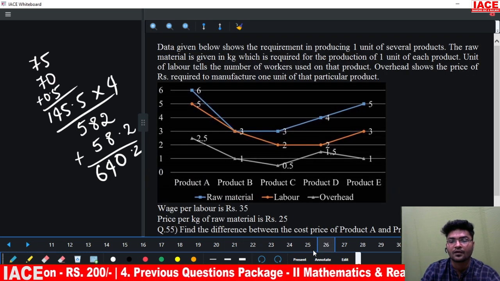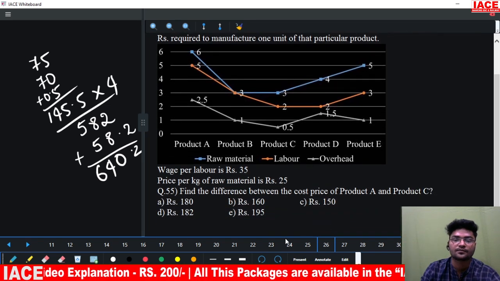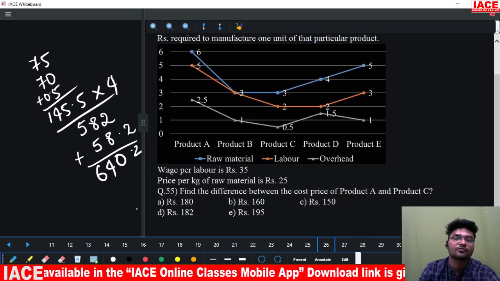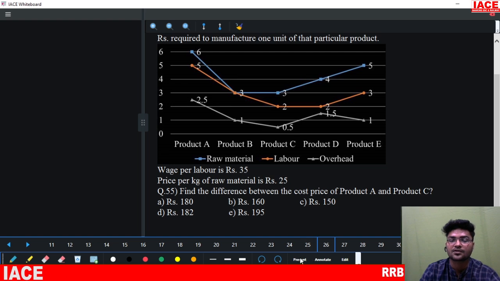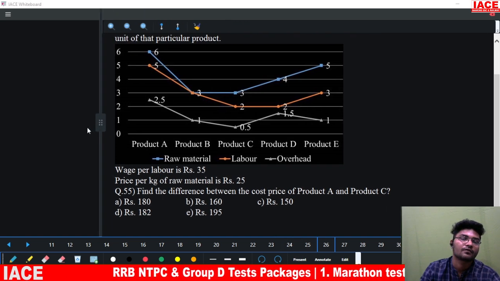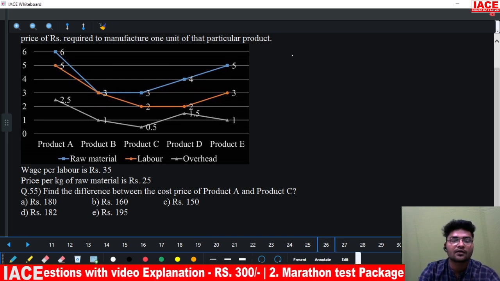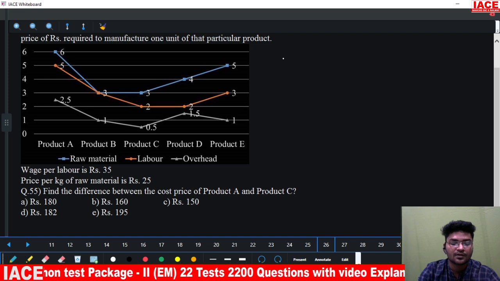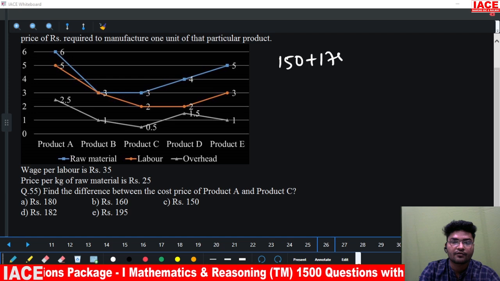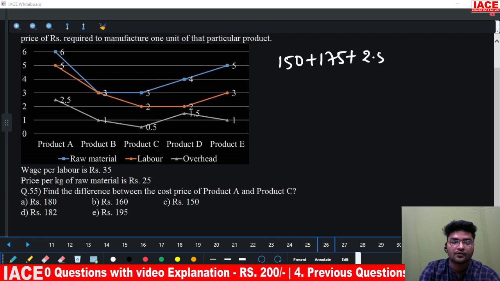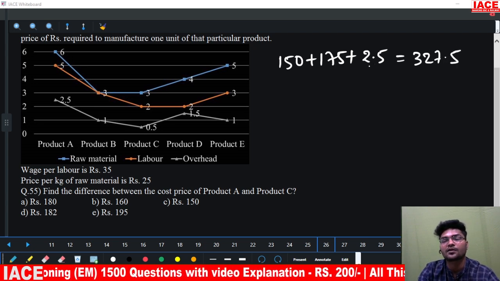Next question, question number 55. What is the question asking? Find the difference between cost price of product A and product C. Very simple. How much is product A costing? We already calculated for product A in the first question: 150 plus 175 plus 2.5. This came out to be 327.5.